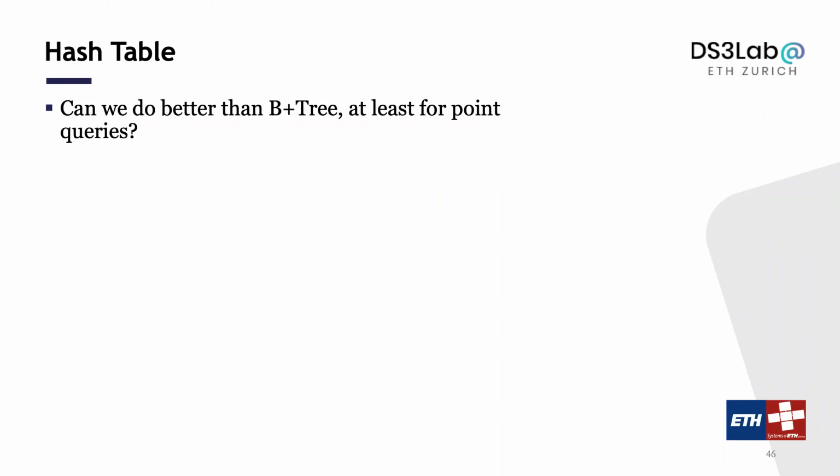So essentially the high level idea is whenever you are doing a point query, a B tree still has the log complexity, not complexity, but the I/O overhead, right? So that's the number of pages you need to read in the worst case. So can we do better? It turns out we can.